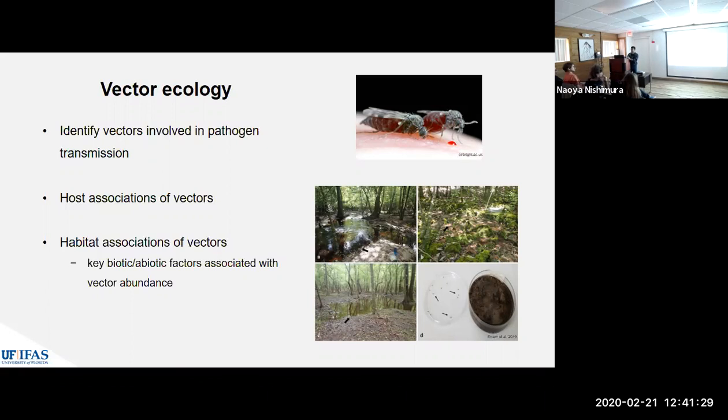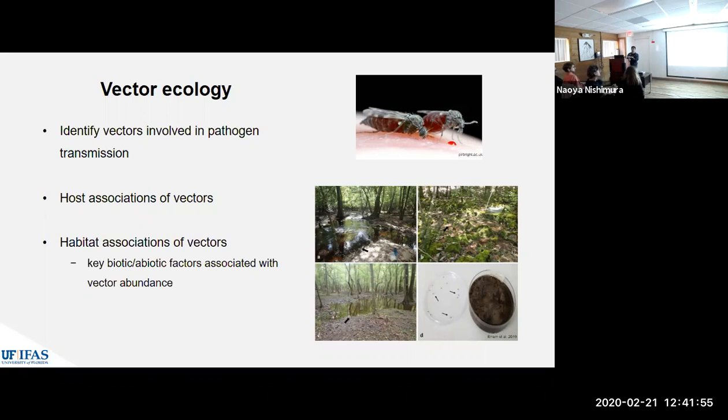identifying vectors involved in pathogen transmission. Previous work on orbivirus transmission in North America has been limited to Culicoides sonorensis, which is mainly found in the western states, but is largely rare in Florida or the southeastern US. But we do find disease transmission occurring here, so obviously there are other vectors involved in the transmission of these viruses.